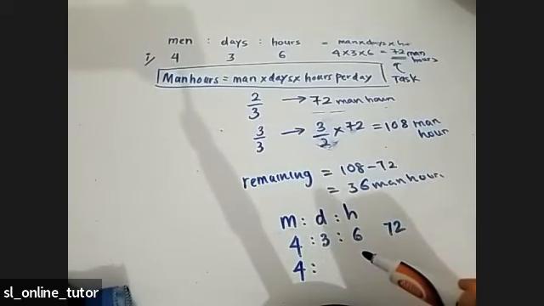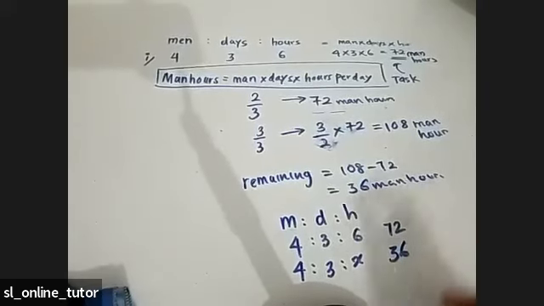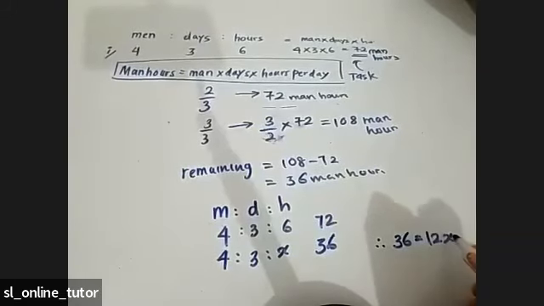How many hours will they have to work to achieve this? 4:3:8. And we know remaining is 36. So that means we can write down, therefore, 36 is equal to 12x.